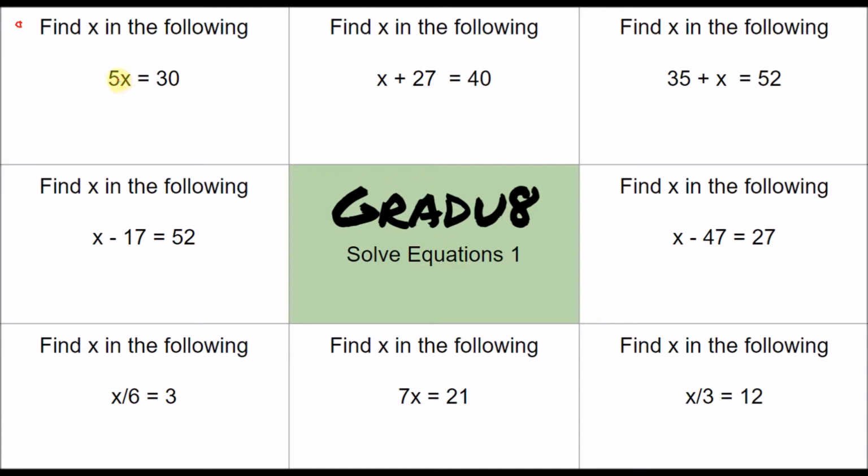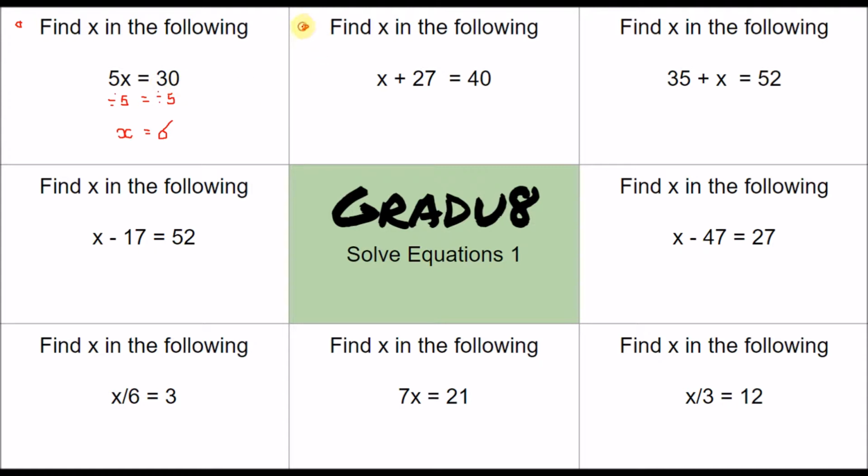So if this means multiplied by 5, the opposite to that would be divide by 5. I'm going to do that to both sides. Then on this side, all I would have left is x, and then I've got 30 divided by 5, which gives me 6. Check your answer: take 6, put it back into this. 5 times 6 is 30, and you know you're right.